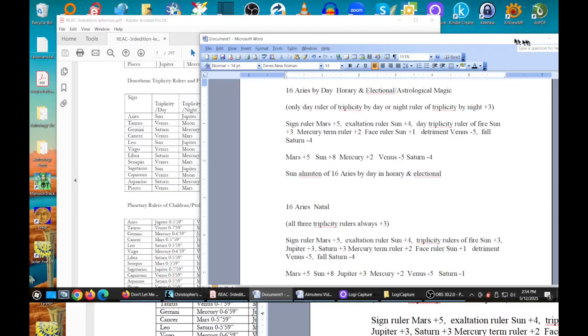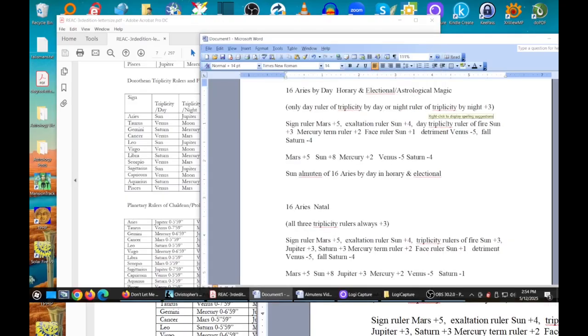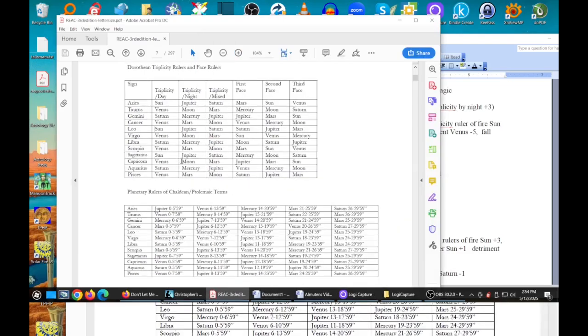Now let's flip over here. This is the Dorothean triplicity rulerships. So Aries, see, Sun is the triplicity ruler by day, Jupiter by night, and then Saturn is the mixed triplicity ruler. Since this is a day chart, Sun is going to get the +3 triplicity dignity, and that's it, because we're only giving the day ruler by day in this type of chart. So Sun gets +3.